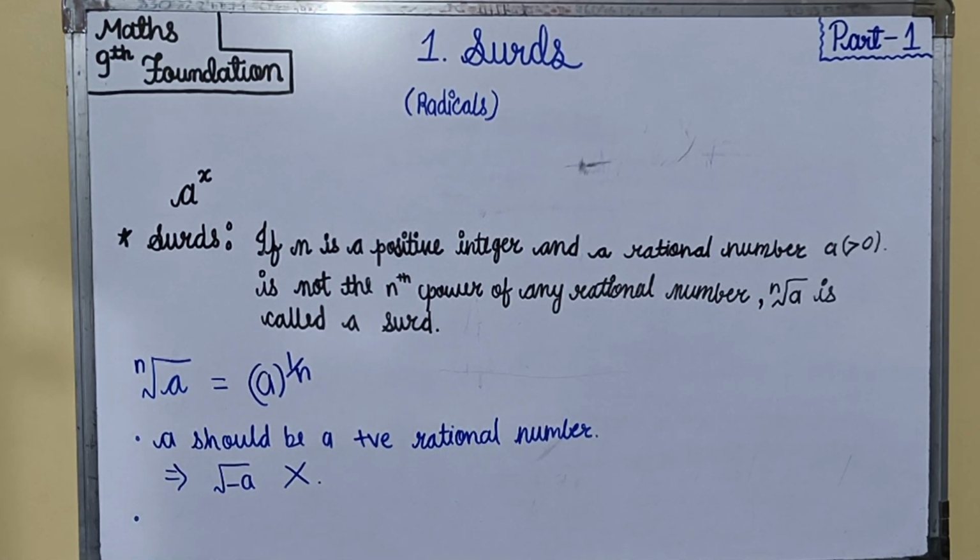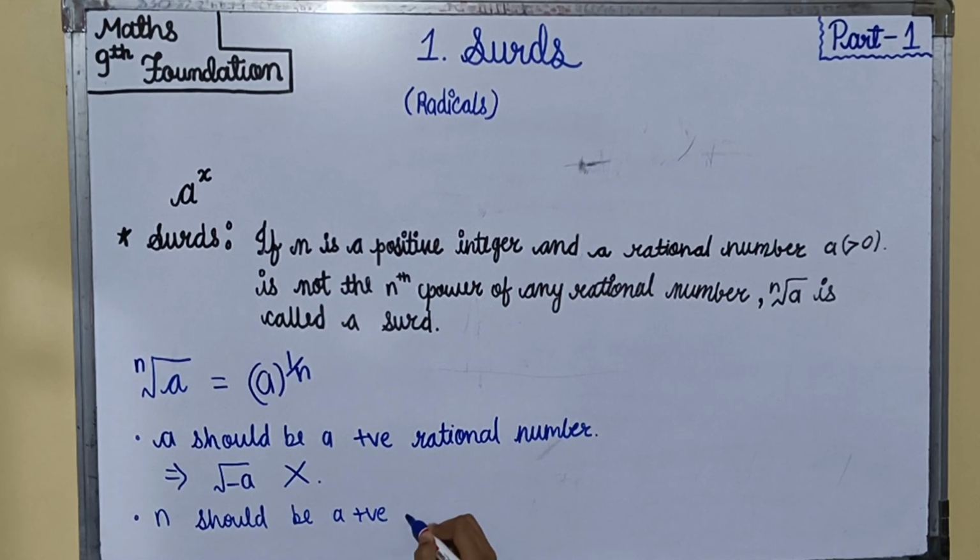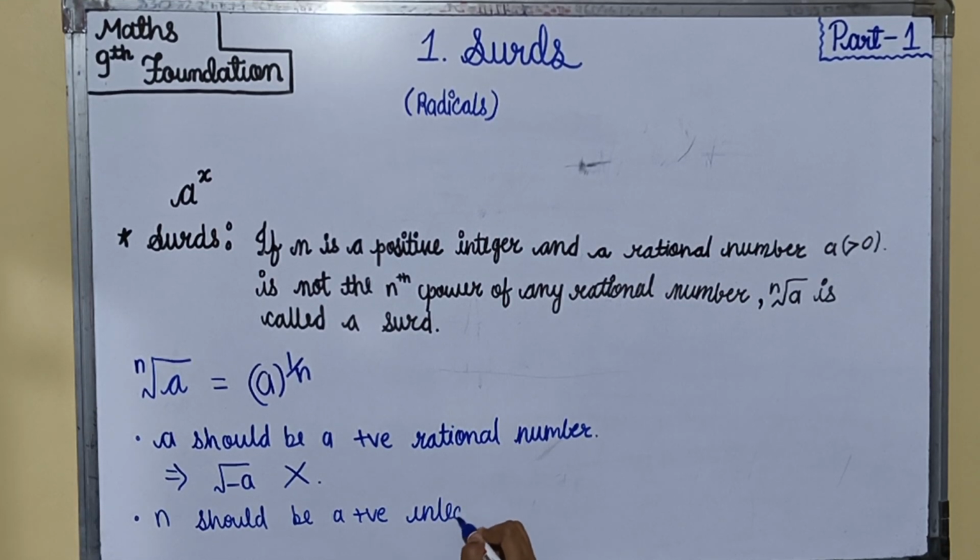Second point is n should be a positive integer. This n should also be a positive integer.